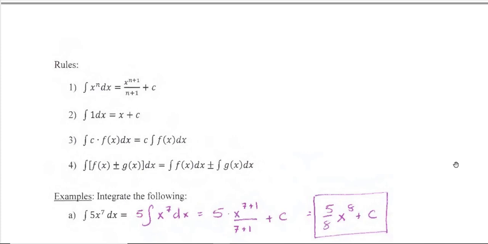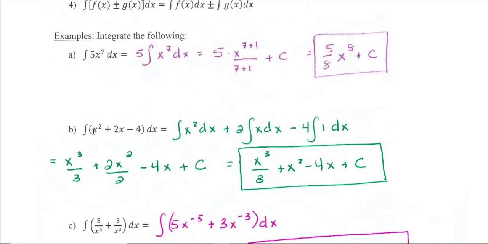plus c. Now, if you wanted to check this, you could take the derivative. That 5/8 is a coefficient times the derivative of x to the 8th would be 8x to the 7th. 5/8 times 8, the 8s would cancel, and we would be left with 5x to the 7th plus 0, and that does match that integrand right there.